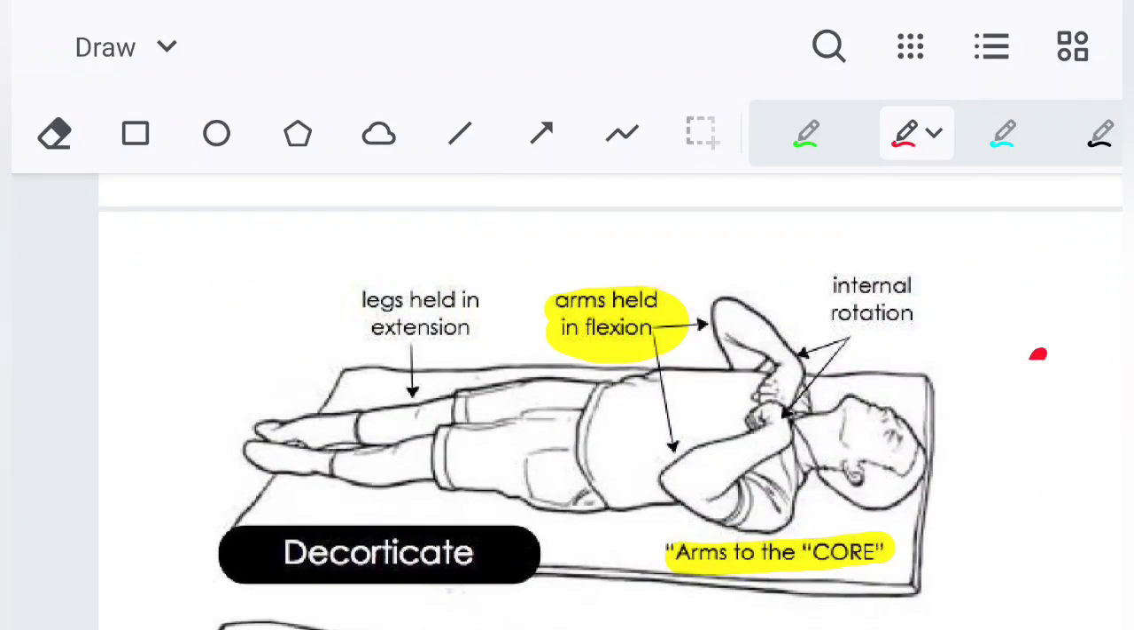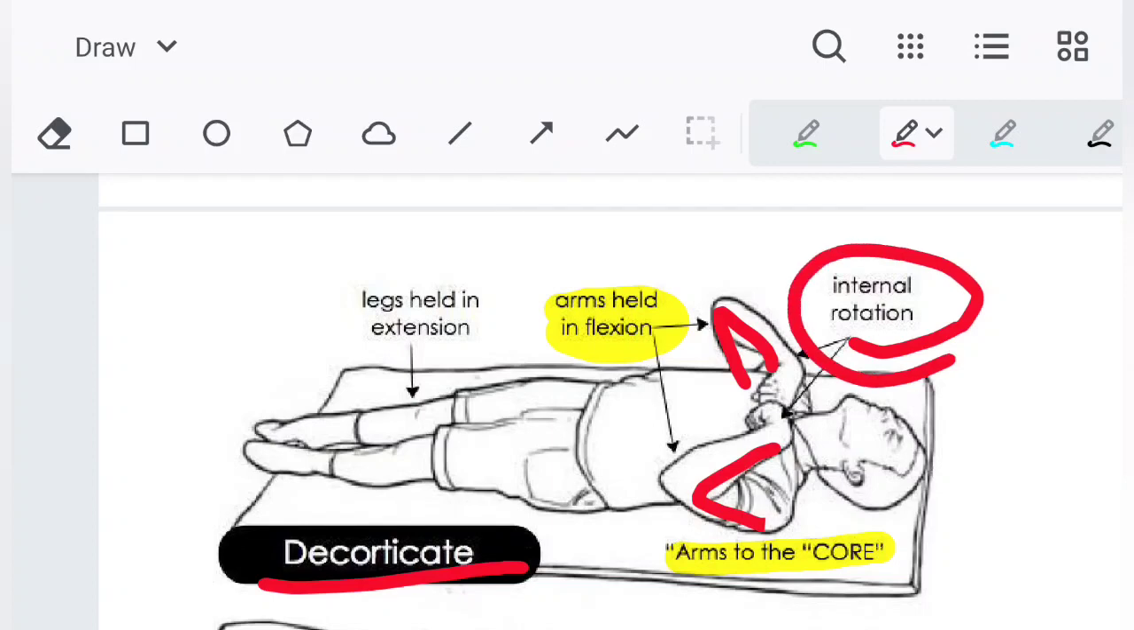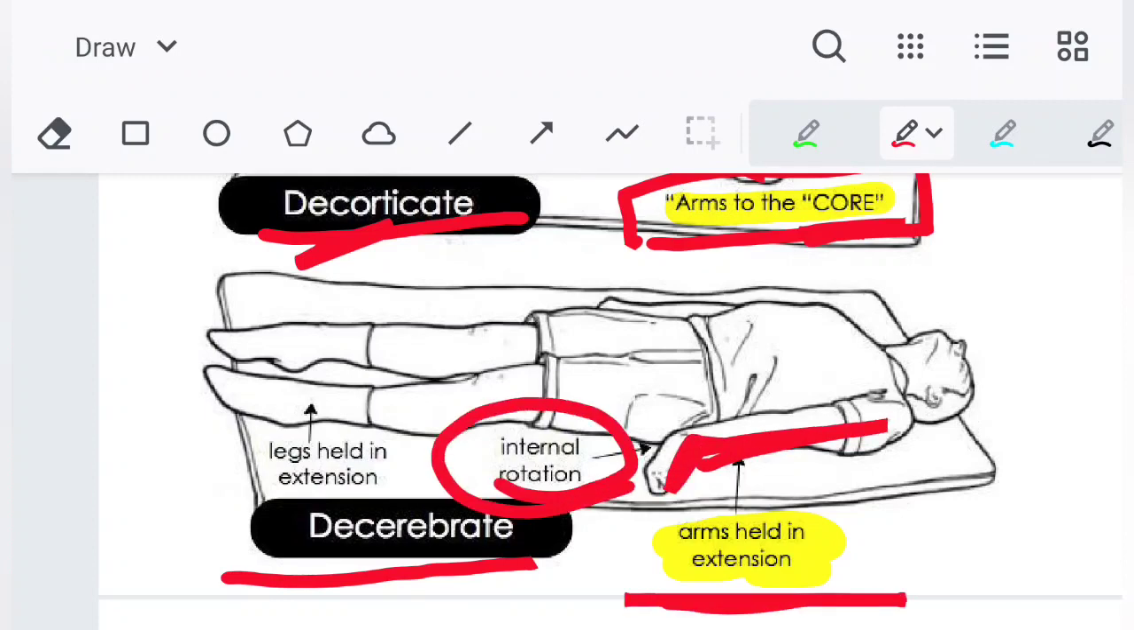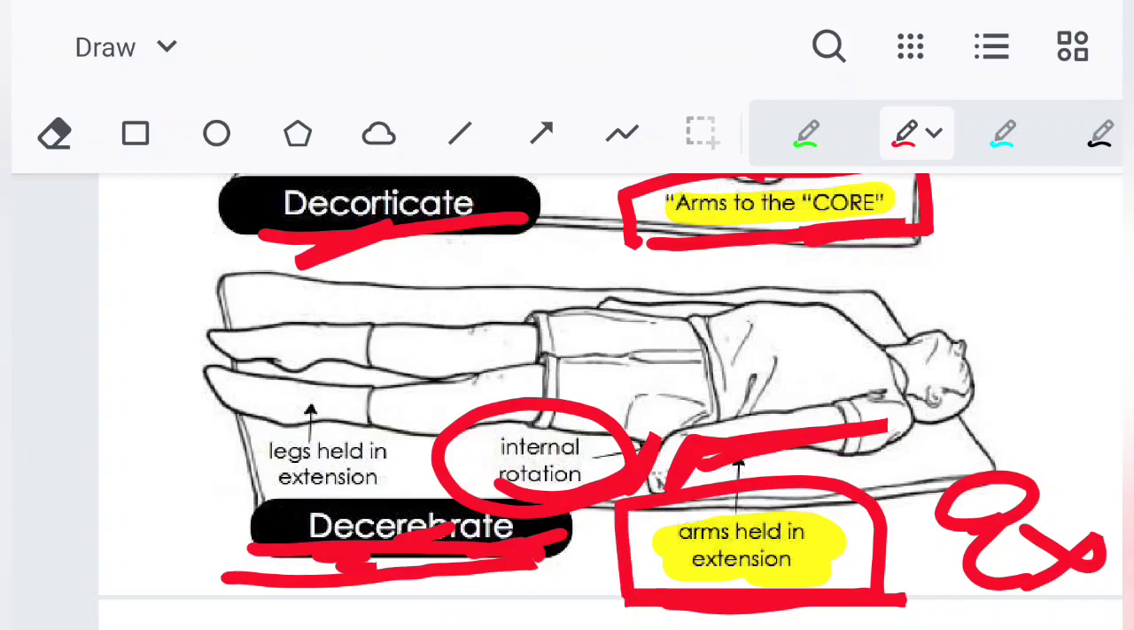See here again, decorticate position, that is arms are held in flexion, and internal rotation is there, okay. So arms to the core is decorticate. Then decerebrate is arms are held in extension, and internal rotation is there at the wrist joint. So this is decerebrate. Decerebrate is extension. See, all E, therefore extension. Arms are held in extension.